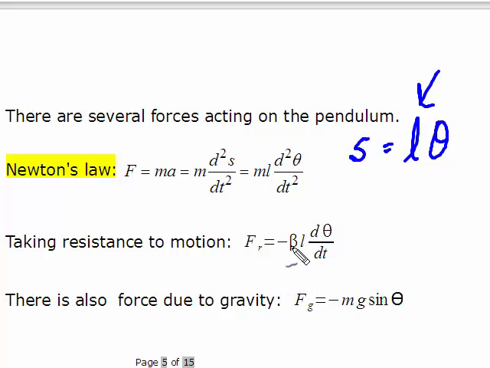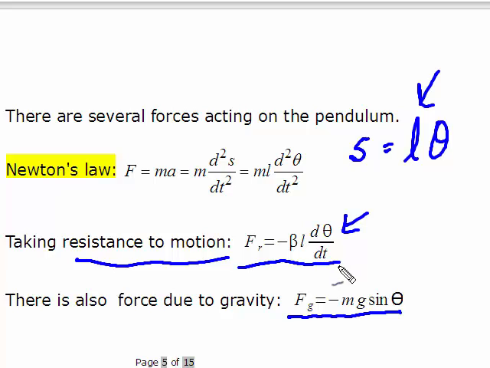We can take resistance to motion into account. That could be some kind of air resistance, or if the pendulum's in water you might have some resistance, and I'm going to put it in this term. There are many ways to include resistance to motion. It can be included as the first derivative squared, for example. There's different ways to include it. This is the most simple way to include resistance to motion. Then there's the force due to gravity that we wrote on the sketch.